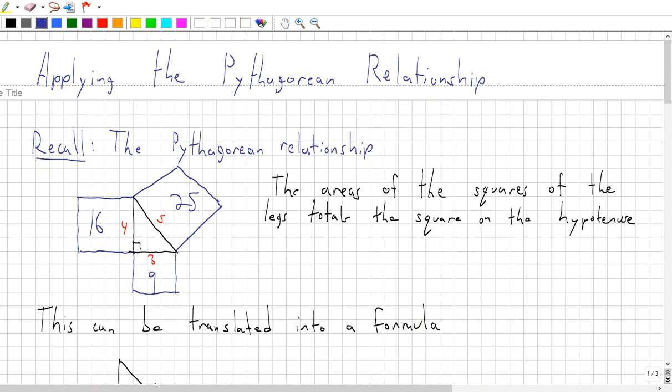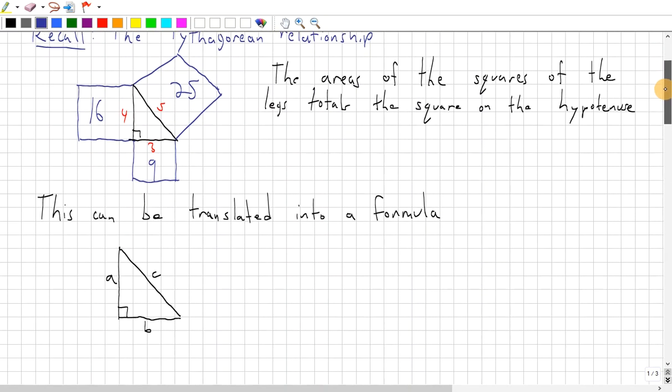So it equals the sum. If you add them together, the sum is the area of the square on the hypotenuse. But there's an easier way to do this rather than drawing squares all the time, because now you understand that relationship. Now let's look a little further.